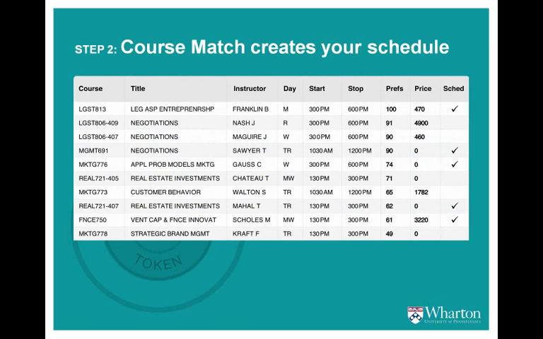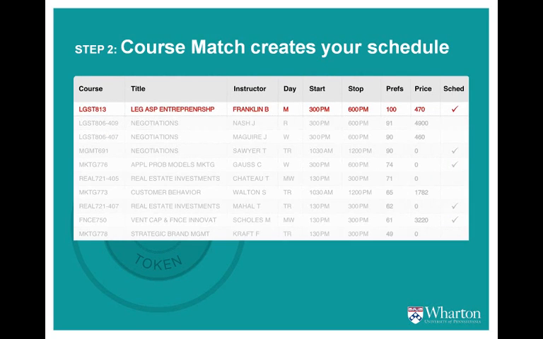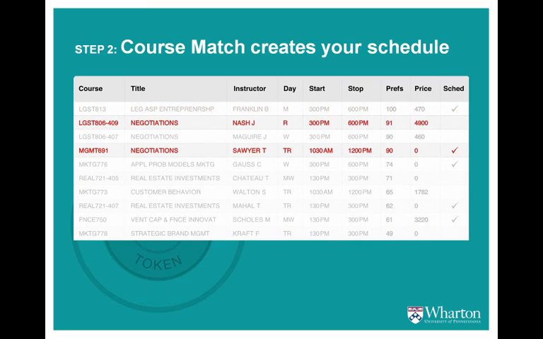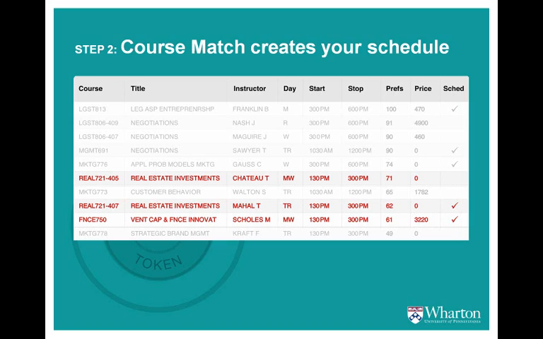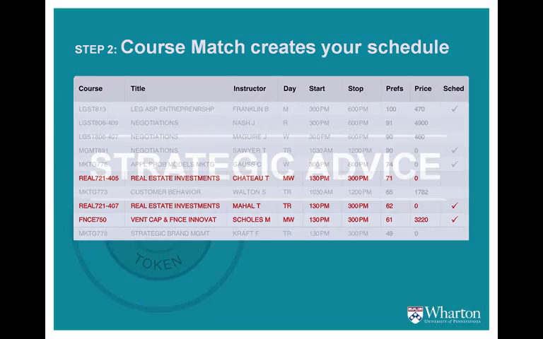The last 2 columns show the clearing prices for each section and the ones that were added to her schedule. Lisa's most preferred class had a relatively low clearing price, so it was added to her schedule. Lisa's most preferred section of negotiations was expensive, but she reported that she likes one of the other sections of negotiations nearly as much, and it was much less expensive, so CourseMatch put that one in her schedule. Lisa's most preferred real estate course conflicts with the venture capital course. CourseMatch recognizes that the other section of real estate investments and the venture capital section together are worth more to Lisa combined than the first section of real estate alone, and therefore picks that combination for her schedule.